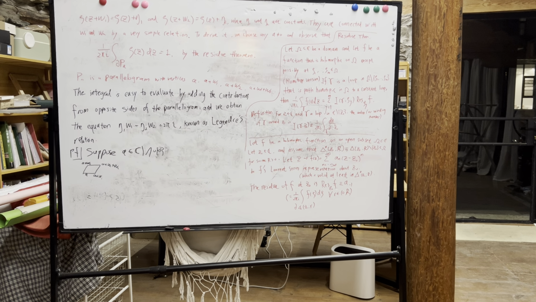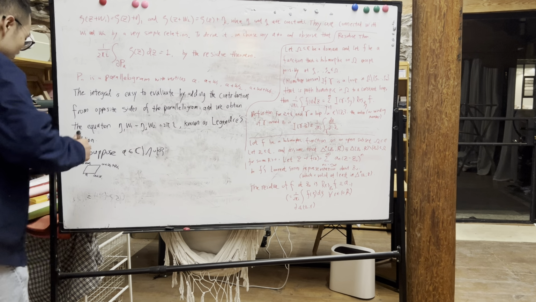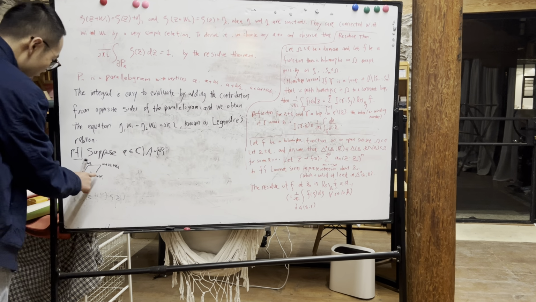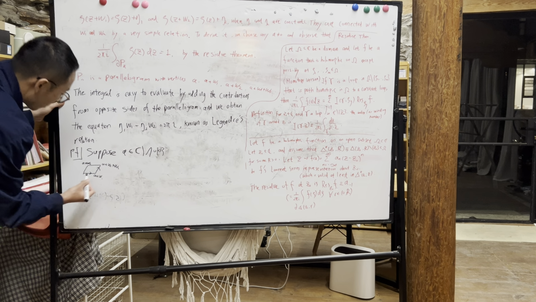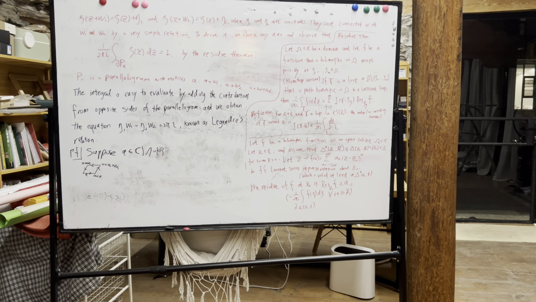When we integrate over this boundary, let's give an orientation for this one. So first I go from a to a plus omega 1, and then I go from a plus omega 1 to a plus omega 1 plus omega 2, and so on and so forth. The integral is evaluated by adding the contributions from opposite sides of the parallelogram, and then we obtain the equation.